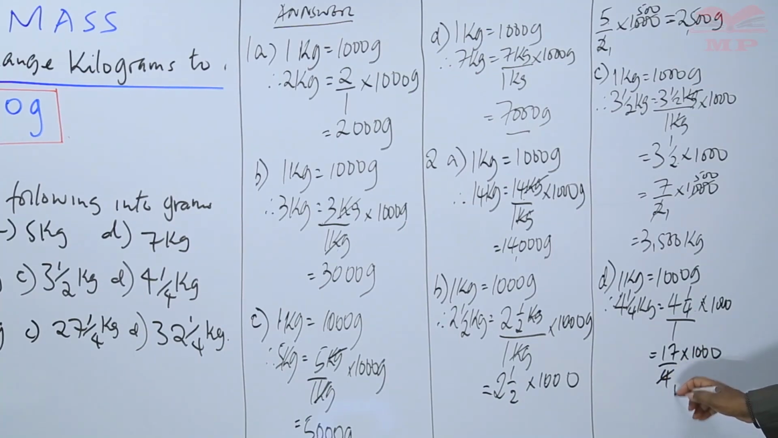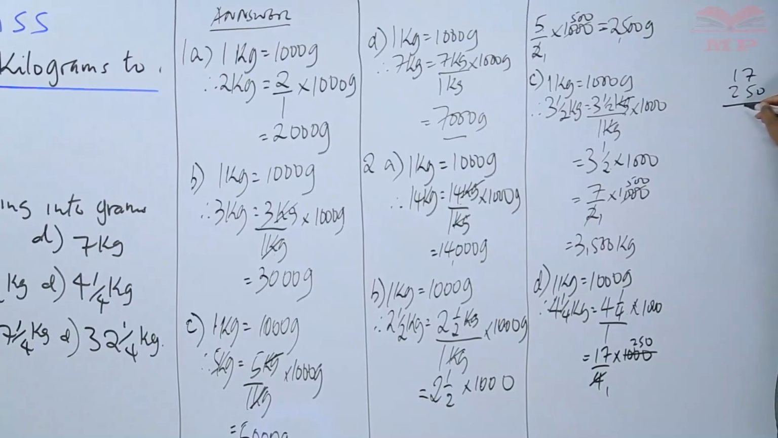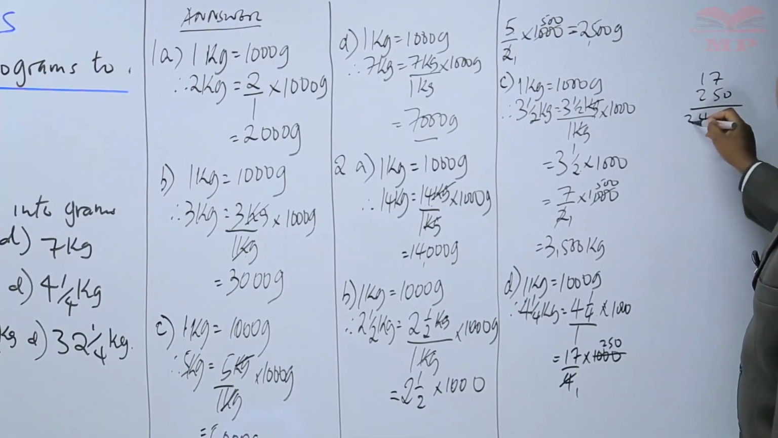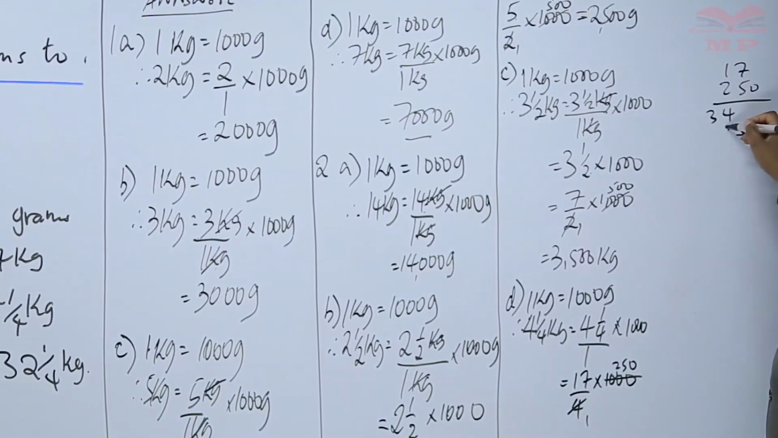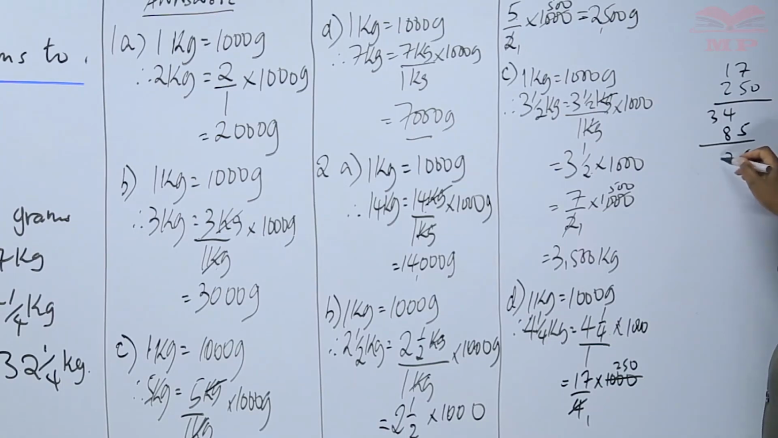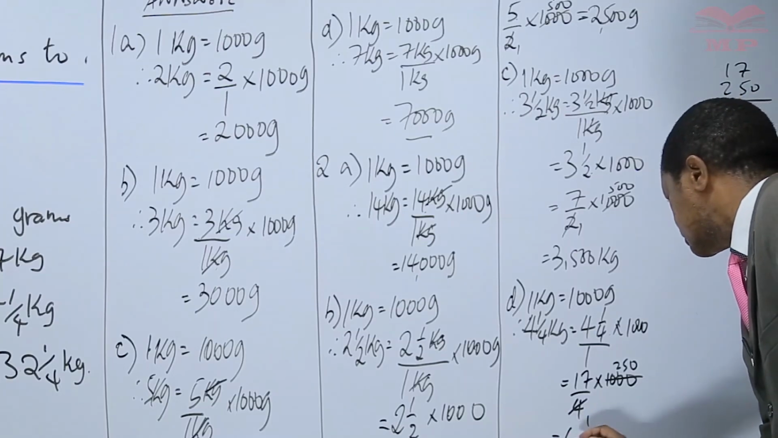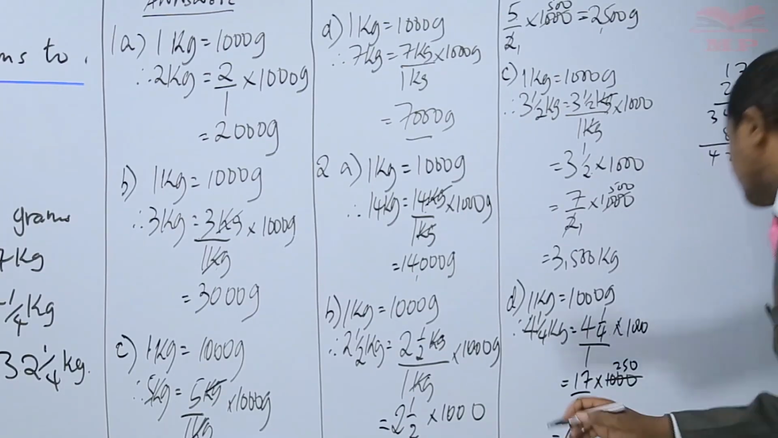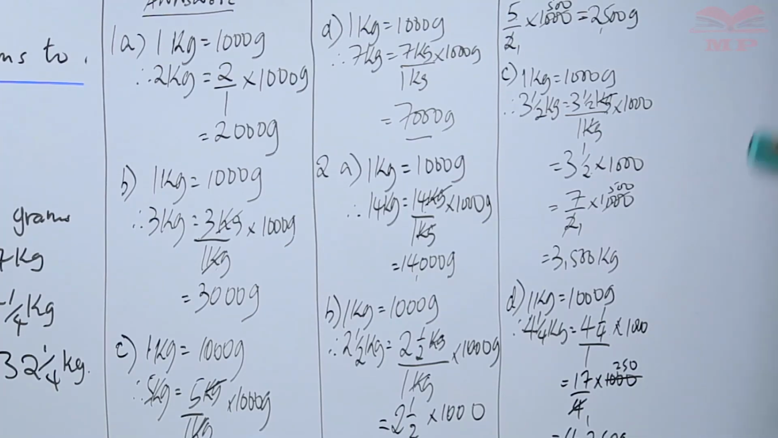4 goes into 4 once, 4 goes into 1,000 250 times. So we have 250 times 17. 5 times 7, 35, right? 5 carry 3, 8, 5, 0, 2, 4. So this is equal to 4,250 grams. 4.25 kilograms is equal to 4,250 grams.